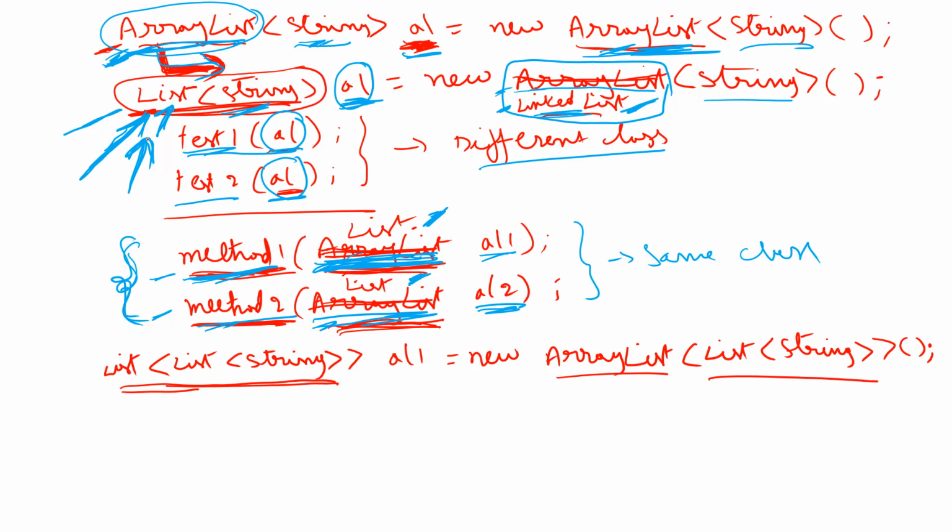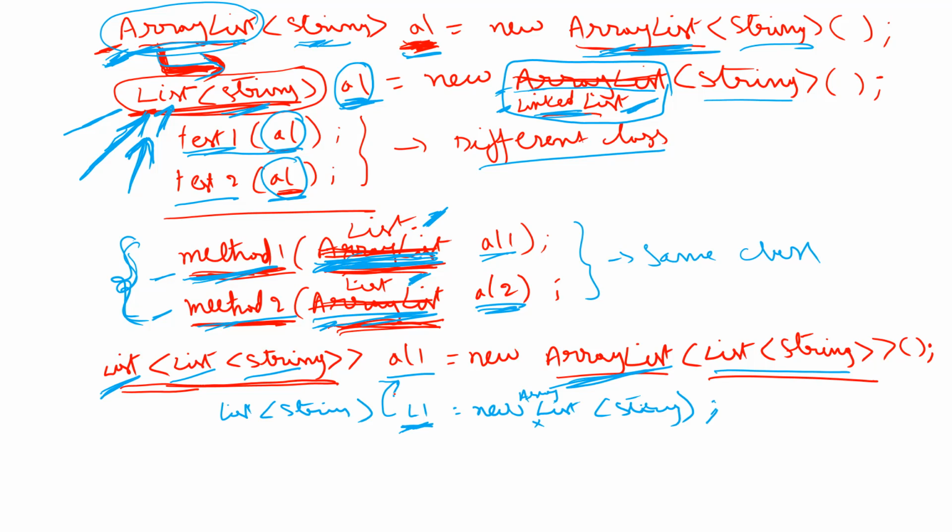Similarly, we can apply the same concept for creating a list of lists also. So we can say List<String> AL1 equals new ArrayList<String>. So this is how we can create a list of strings. Let's see an example for that.